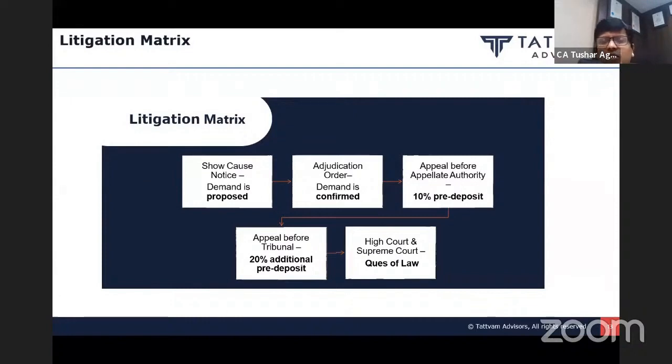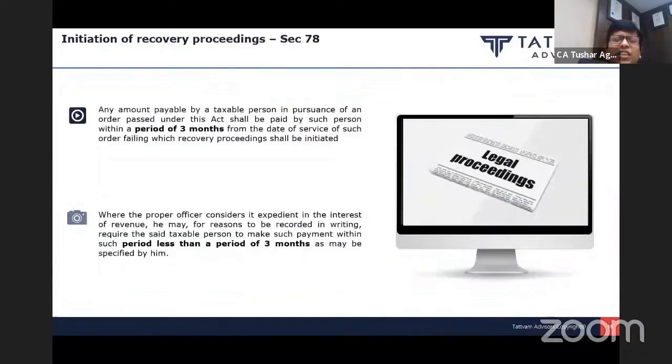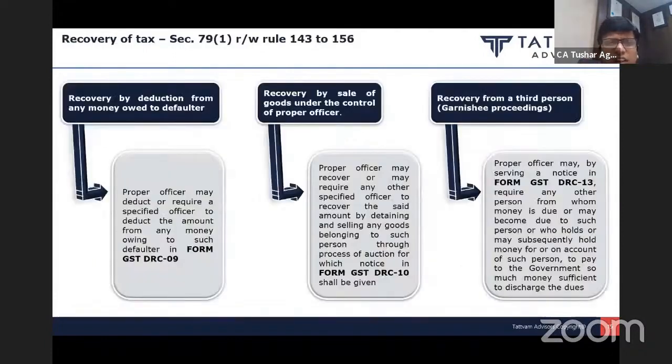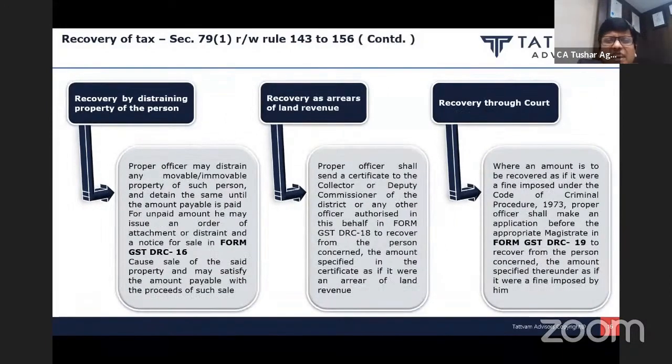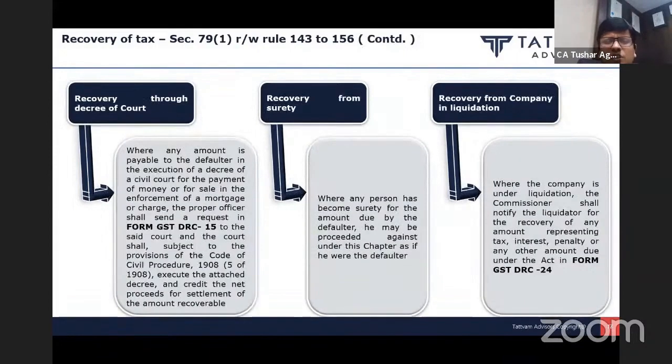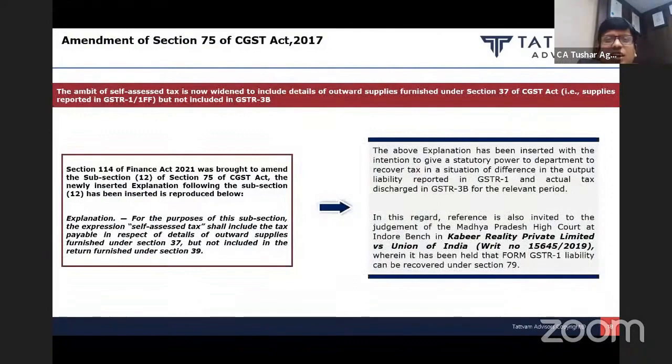So there is a demand order which is confirmed. You get 3 months time to file an appeal. If you file an appeal, the demand gets automatically stayed. If you don't file an appeal, then after 3 months, they will start the recovery proceedings. And what are the kinds of recovery proceedings? Deducting money from your refund amount which is due, recovering from a third party, selling your movable and immovable property. So there are various recovery provisions and mechanisms under section 79. This is generally the litigation process followed under the GST law.